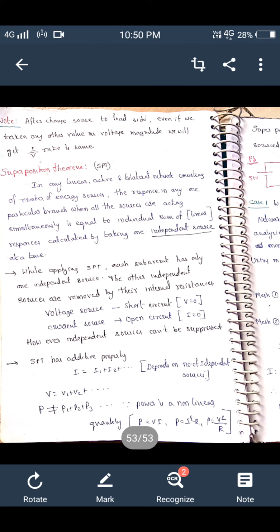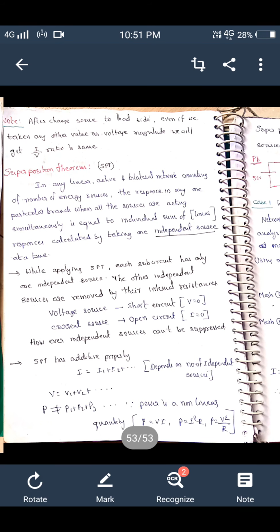Now come to the next theorem, the superposition theorem, a very important theorem. This theorem is applicable for bilateral networks. Very important point. Bilateral means the network has to consist of two or more sources. Then we can call that network a bilateral network, meaning current will flow in both directions across any element because of multiple sources.